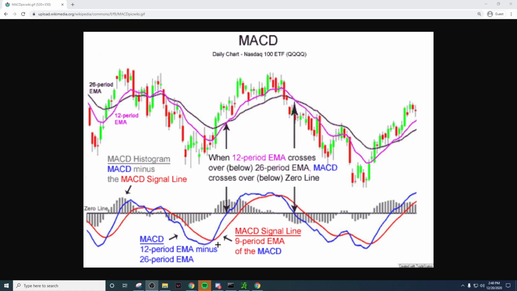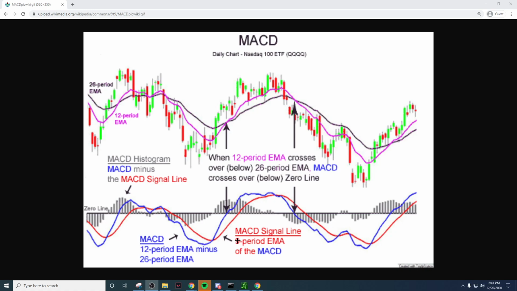Then over here, the MACD went above the signal line, we see a positive histogram. Then over here, it went under the signal line, we start to see a negative histogram. And so on. So positive right here because it went above it. Then under it again, we see a negative histogram. Then it went over it again, and we see a positive histogram.